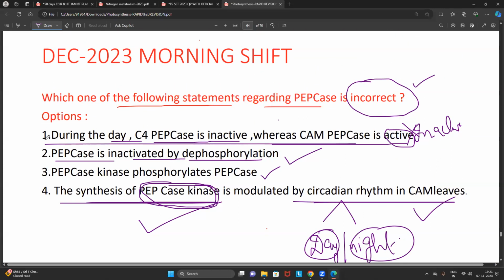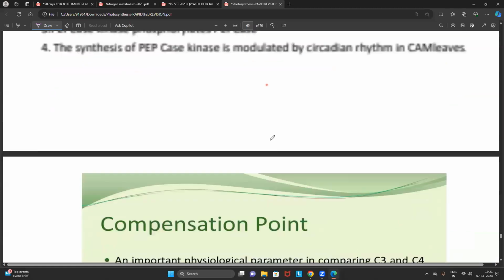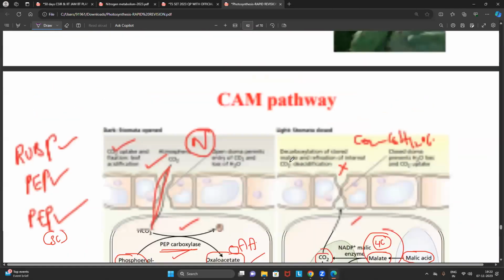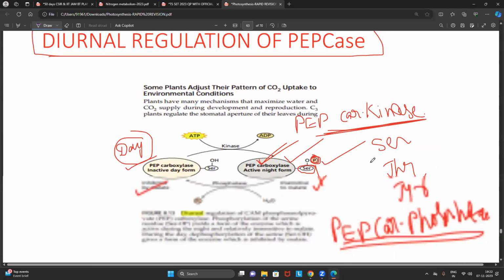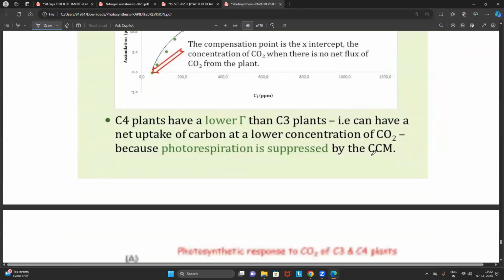The correct answer will be number 1. There's no need to get confused with that. That's good. So that is about the CAM pathway, friends. I hope every one of you understands it very correctly.